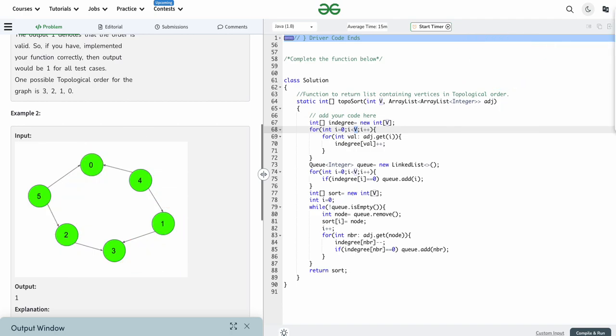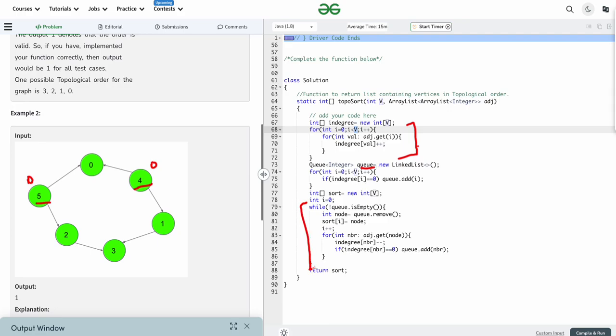Okay, let me remove everything. So in the code, what I'm doing, as we discussed, we will figure out the in degree for each node. And if at any node the in degree is 0, like for these 2 nodes the in degree was 0, right? So I'll pick up these 2 nodes and I'll insert them in my queue. Why am I inserting that in my queue?